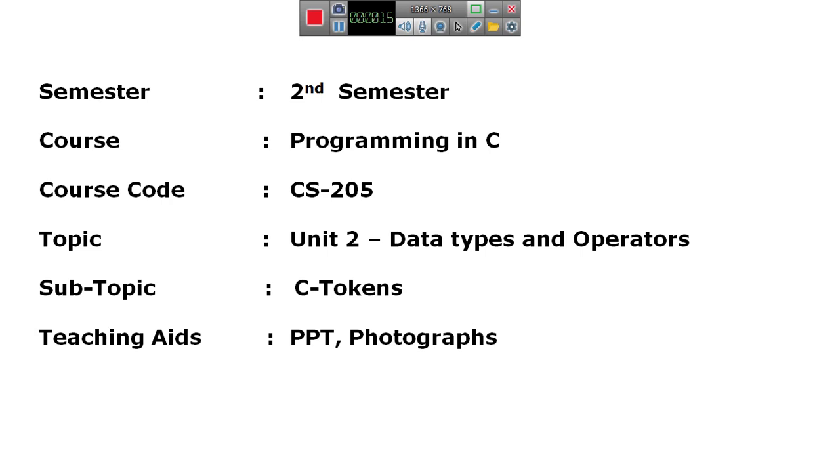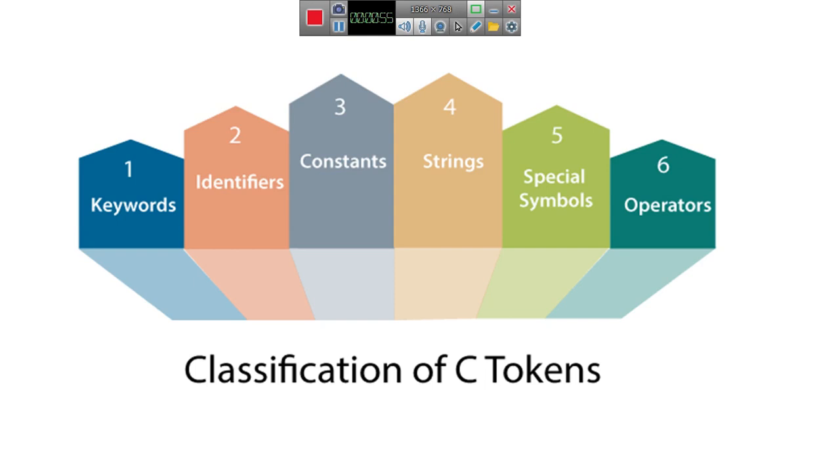In this class I am going to explain C tokens. In the last class I have explained the C character set. The C character set contains alphabets, A to Z, digits, special characters and white spaces, tab spaces, etc. In this class, the topic is C tokens. A token is a part or unit to write a program.